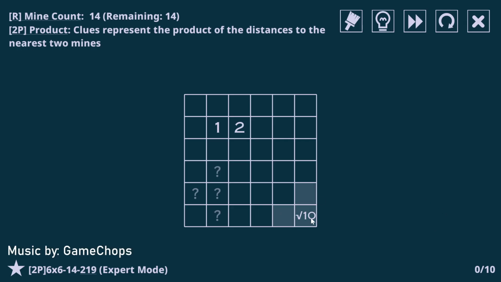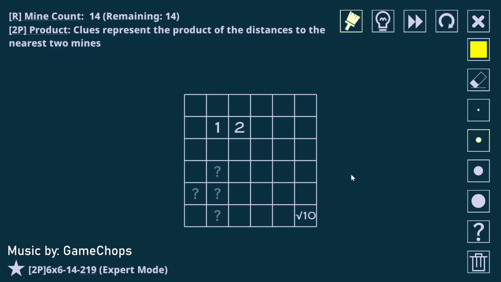Oh no, root 10. Can I click on that? Oh, it gives us stuff. Okay, hold on. Let's just take a look at this. Root 10 is either 1 times root 10, or it's root 2 times root 5. Okay, I see.